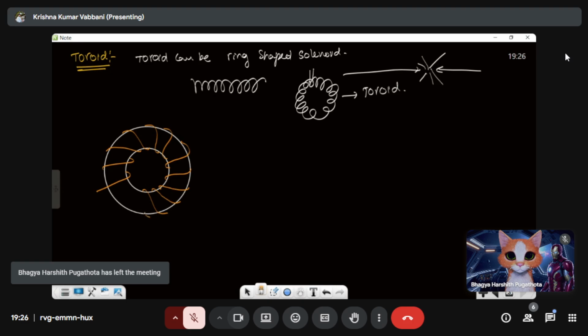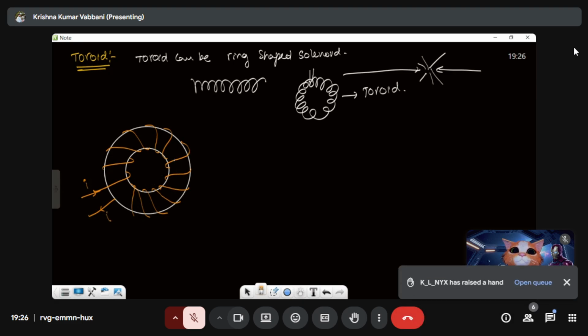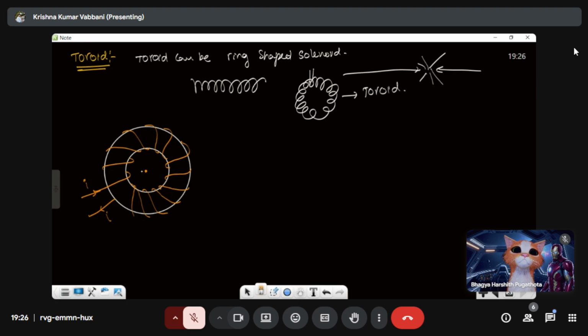These are the coils, and it will come again. This is the current and this is the outside of the current. So there is an inner radius and an outer radius. Usually this is going to be R, and we will call this the winding, and this we will call the core.